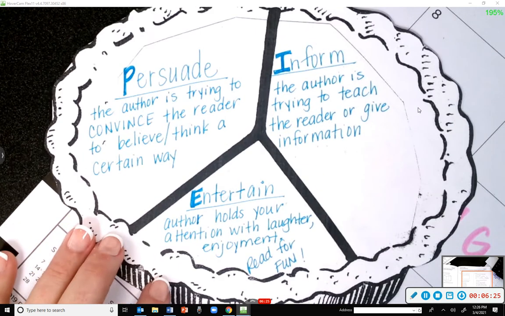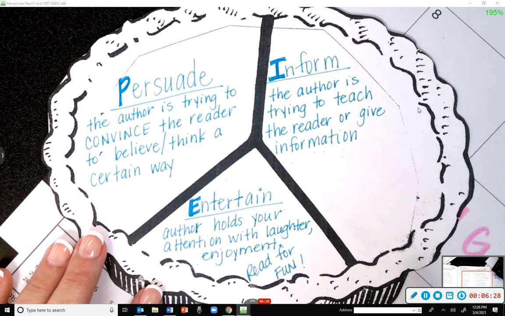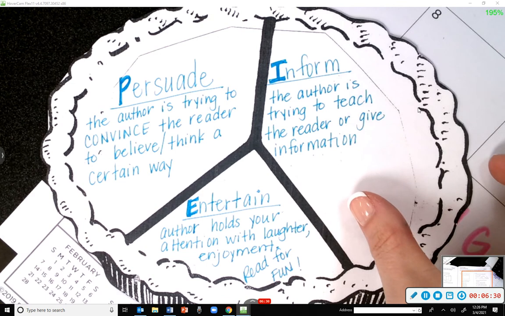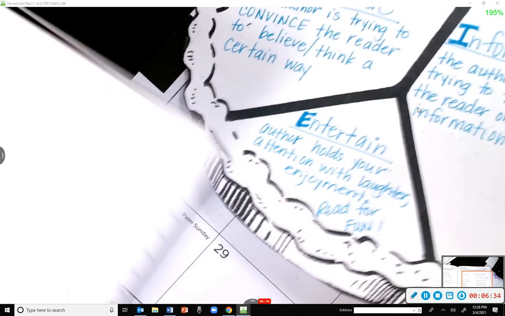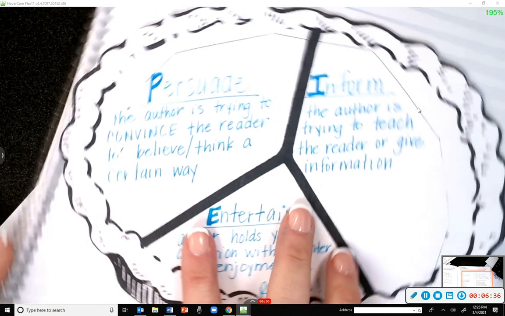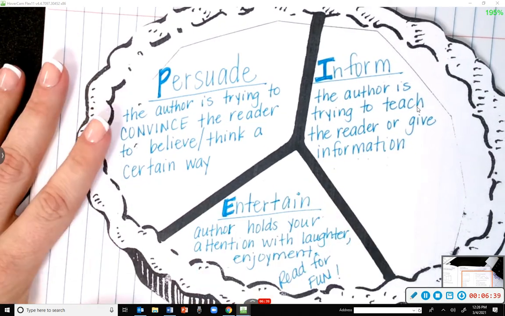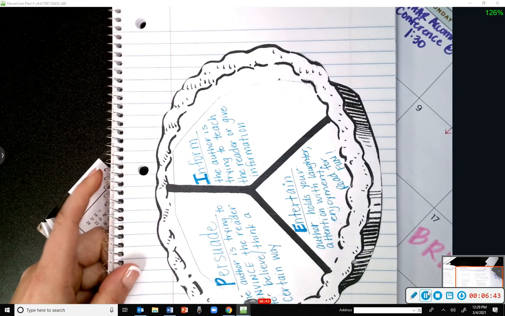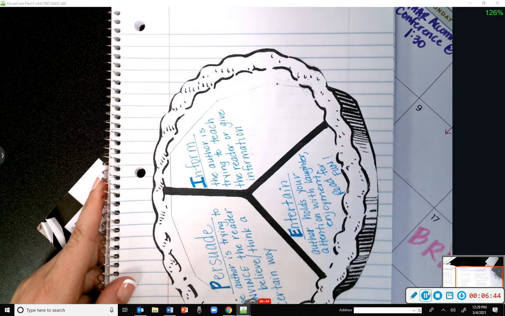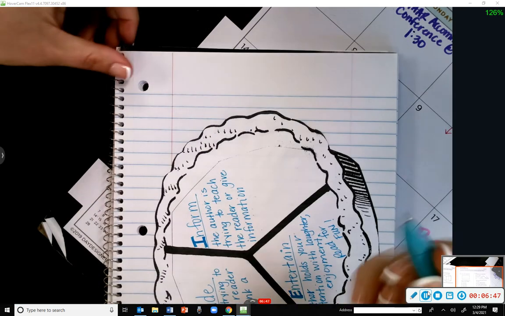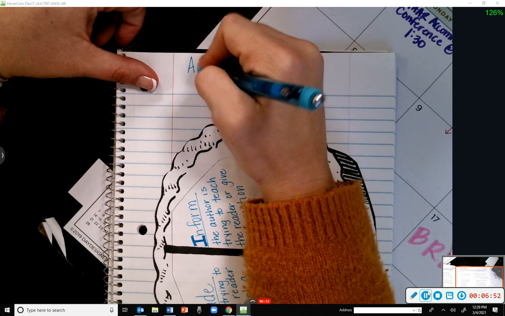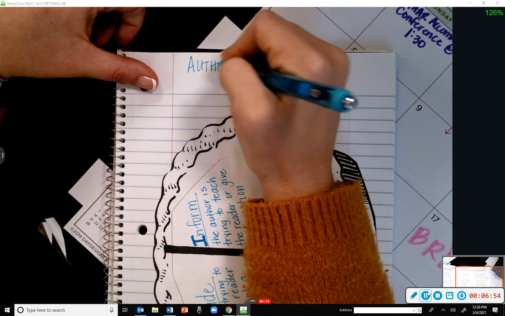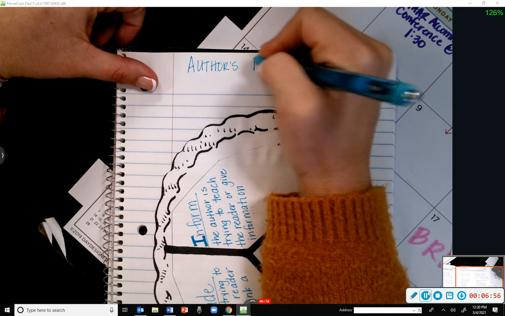Those of us here in class have written this on a pie. And now we're going to glue it in our reading notebook. We'll turn it sideways. Now once you have those things written down, the PIE acronym and what it stands for, we're going to put at the top author's purpose.